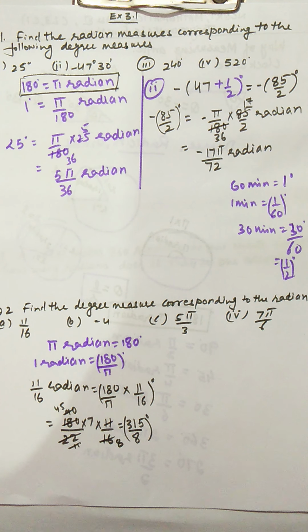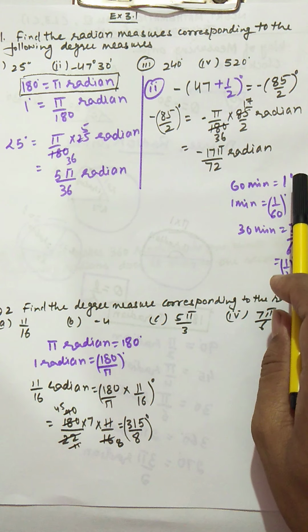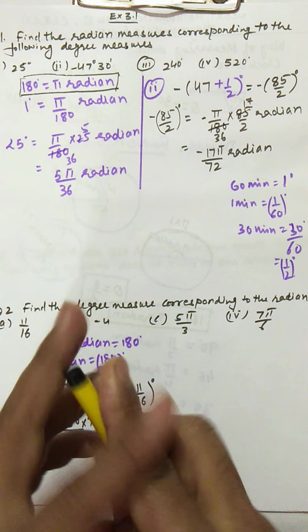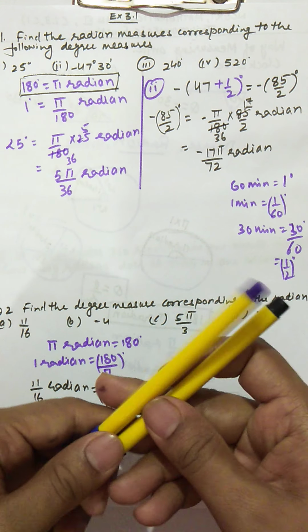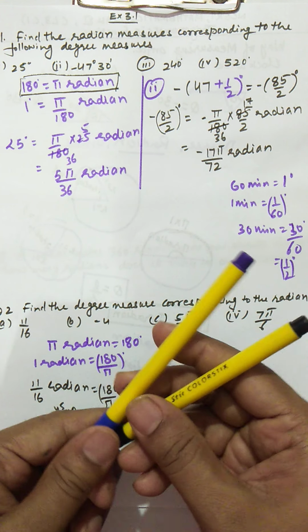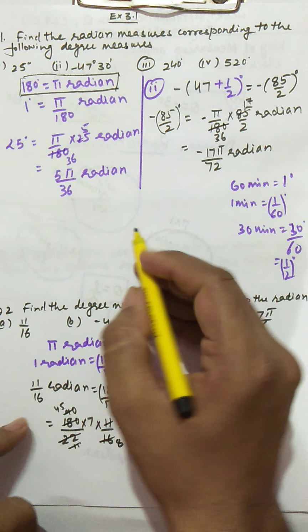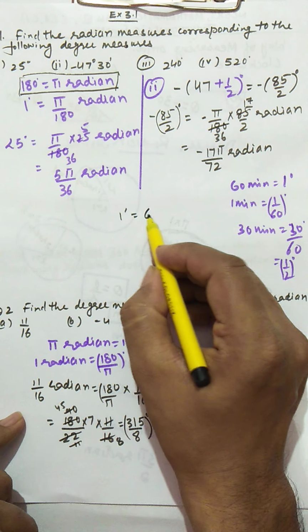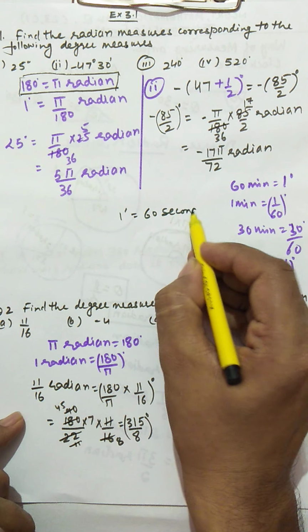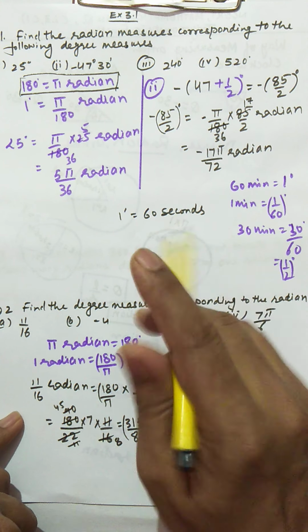And I would like to tell you one more thing. As we have seen, 60 minutes is equal to 1 degree, meaning 1 degree angle is divided into 60 parts, and one part is called 1 minute. Similarly, we can divide 1 minute also into 60 seconds. So 1 minute is also equal to 60 seconds.